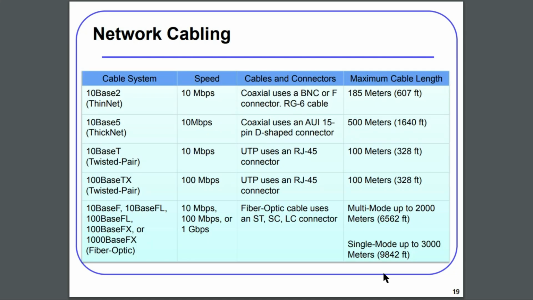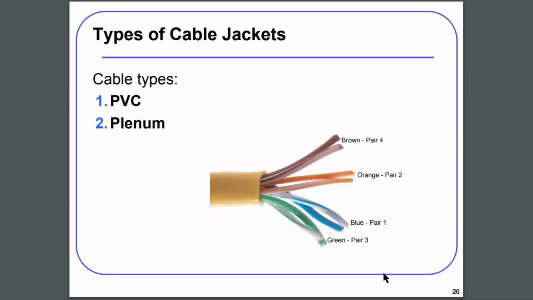Well, in this table, you can see the network cabling systems, speed, their cable and connectors, and maximum length. As you can see, the 10Base2, 10Base5, 10BaseT, 100BaseTX, 100BaseFX, FL, FX, and their speed, cable and connectors, and maximum cable lengths are shown in this table. You can refer to this table in the actual exam also. So let's move to the next slide.